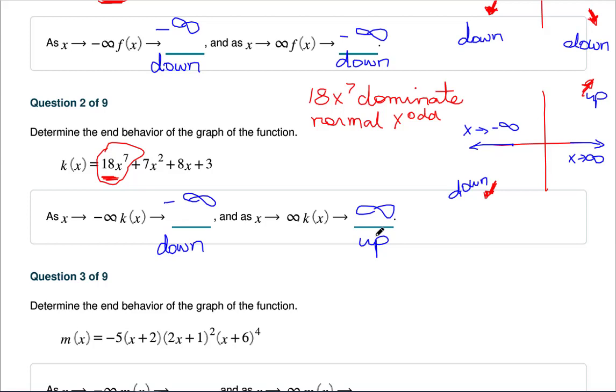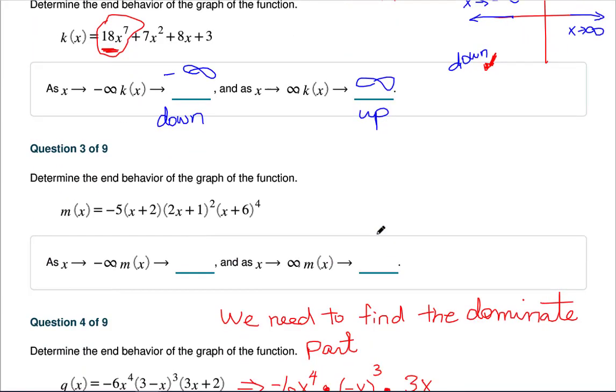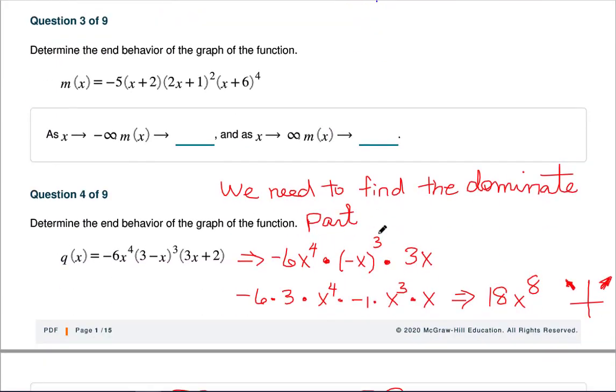Alright, so far so good. So we're looking at the dominant behavior on the far left and the far right. In question 3, we need to figure out what the dominant behavior is. Alright, so let's take a look at this. We've got a minus 5, so I'm looking for the dominant part.